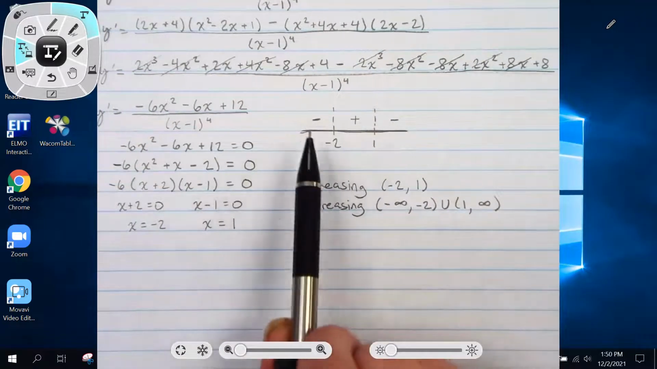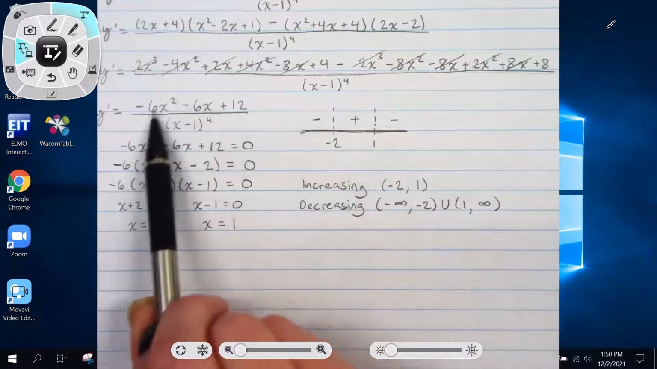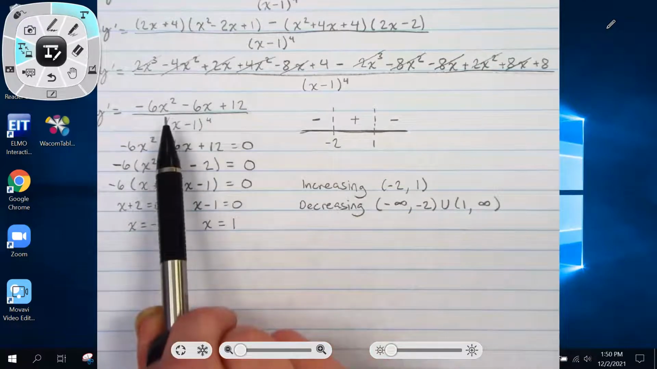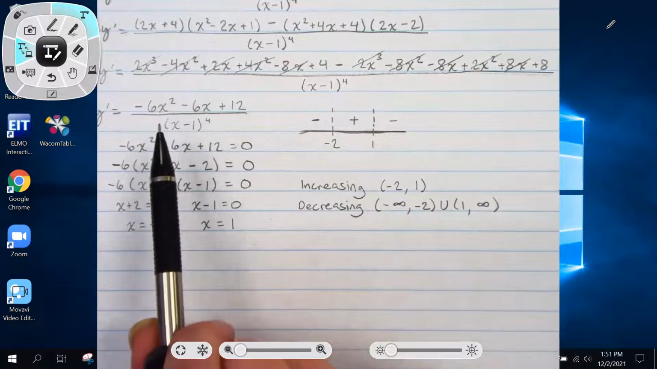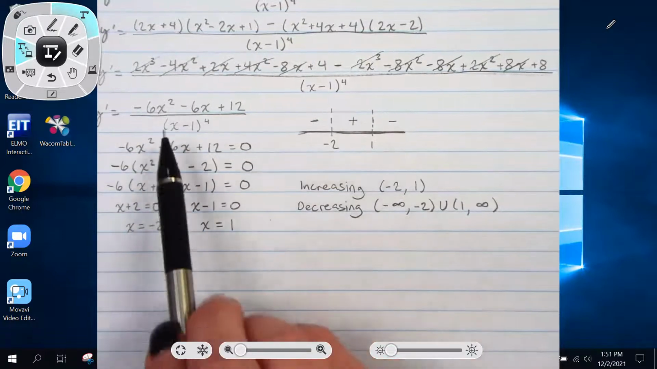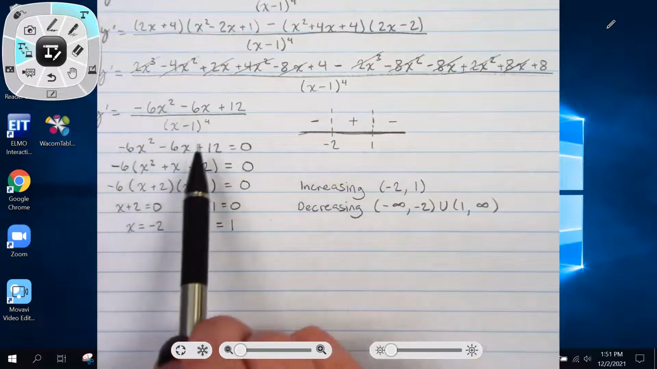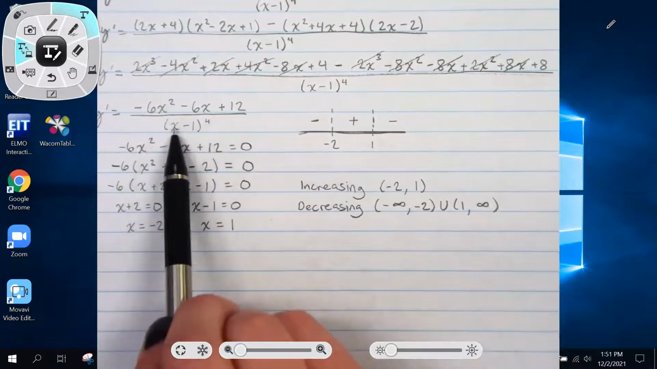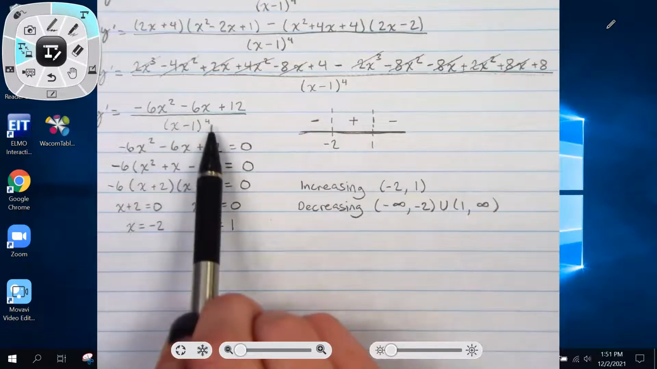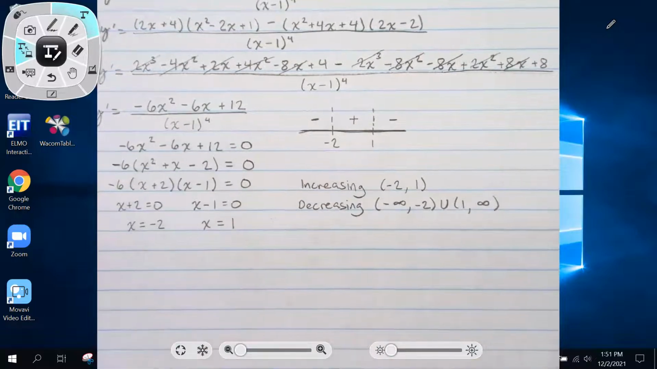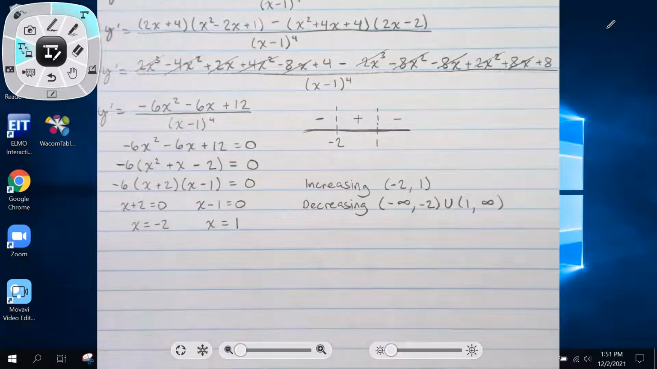So be careful when you're testing your values into a function this complicated. Make sure that you're plugging it in correctly into your calculator, knowing that a negative value, when you square it, you end up with a positive value. In the denominator, no matter what you put in, you're going to end up with a positive value because it's being raised to the 4th power. Things like that, very important to remember.